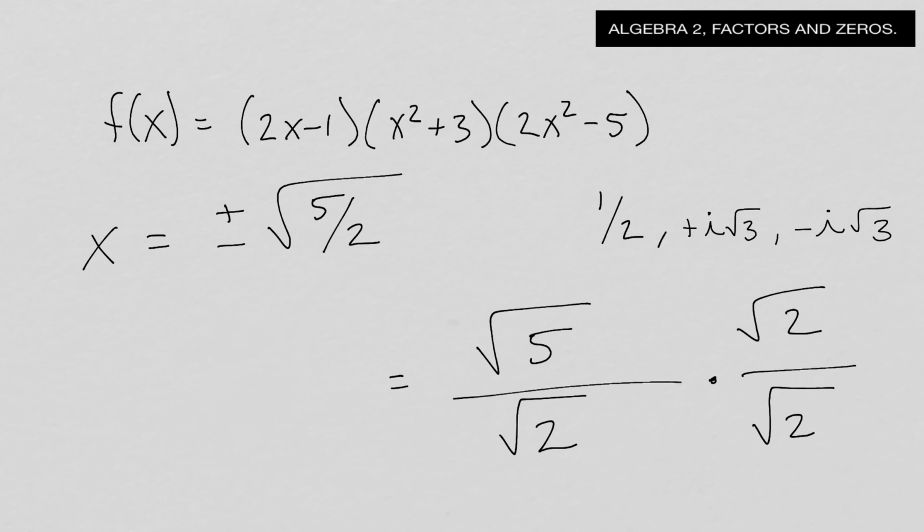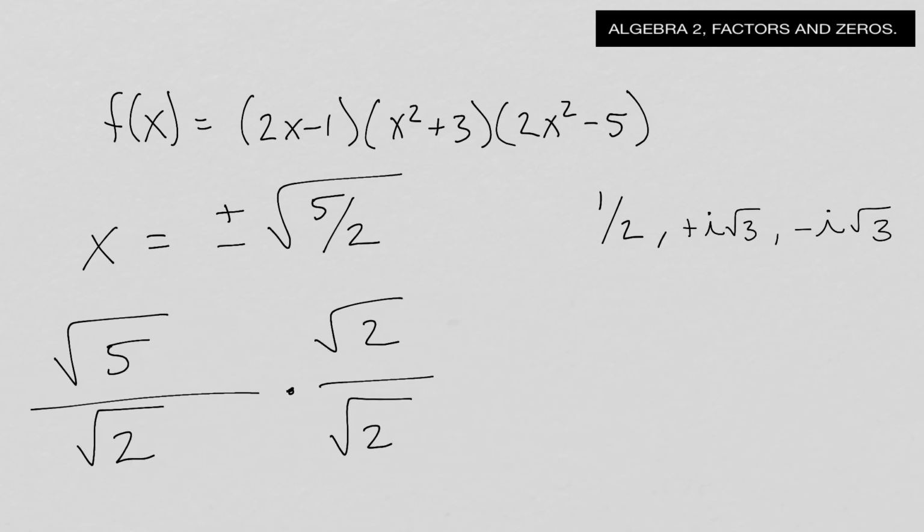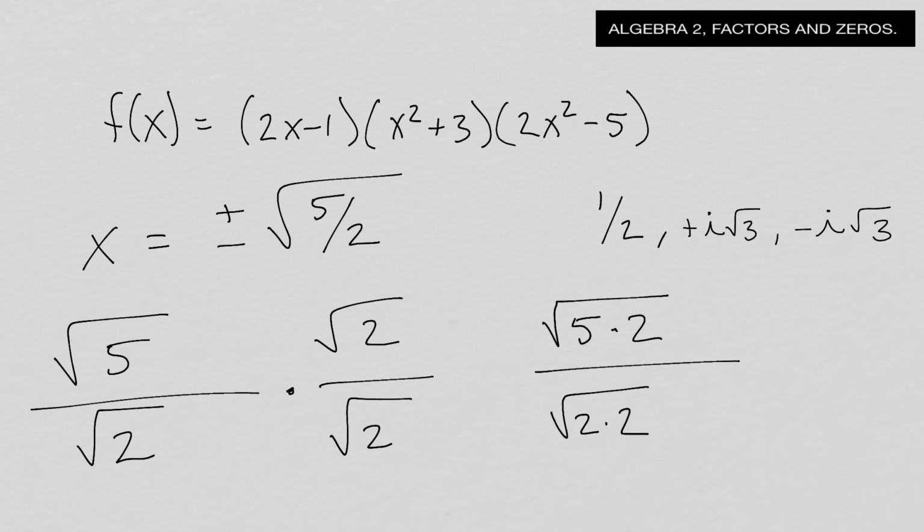So this is going to equal the square root of 5 times 2 over the square root of 2 times 2. That equals the square root of 10 over the square root of 4, which equals the square root of 10 over 2. So x equals plus or minus the square root of 5 halves, which actually equals the square root of 10 over 2.